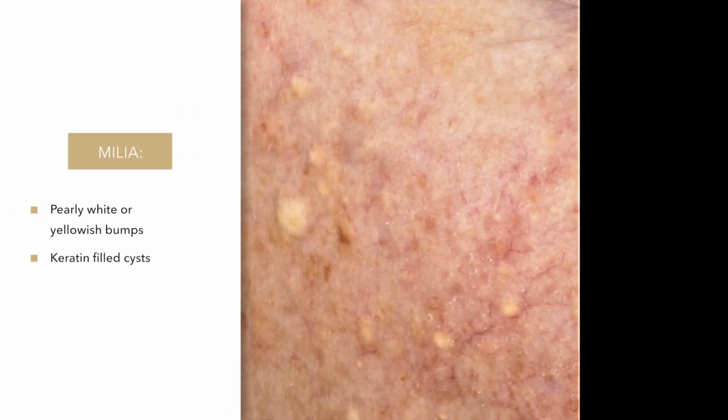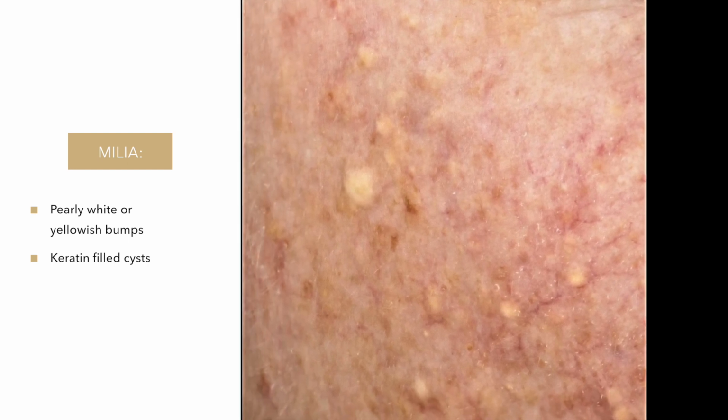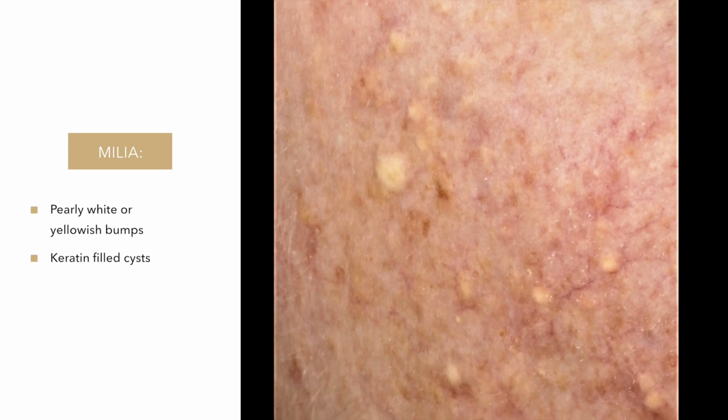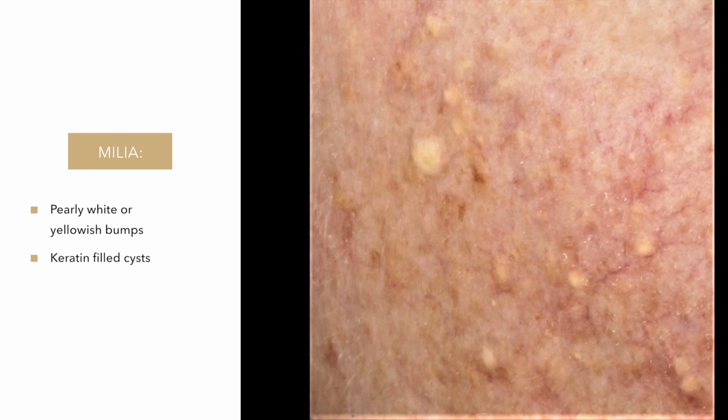Milia are raised, small, pearly white or yellowish bumps on the skin. Clinically, they represent keratin-filled cysts. They are most often seen on the upper cheeks, just below the eye, but can occur at other sites as well. They are well demarcated and are somewhat more elevated than comedones. They typically occur in clusters and can be confused with closed comedones.